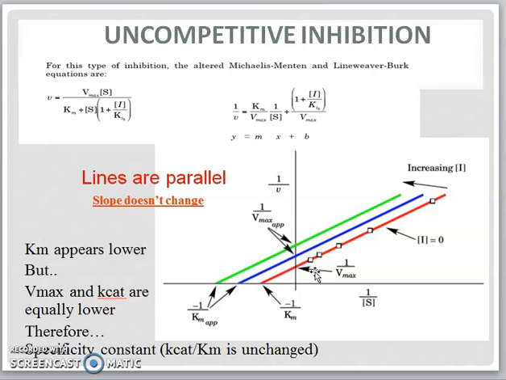It is only to show you that Vm app represents the Vm for the reaction with the inhibitor. The same goes for Km app, which represents the Km value for the reaction with the inhibitor. But there is no difference in how to determine the value from the graph. It's similar, based on the interception and on the slope.